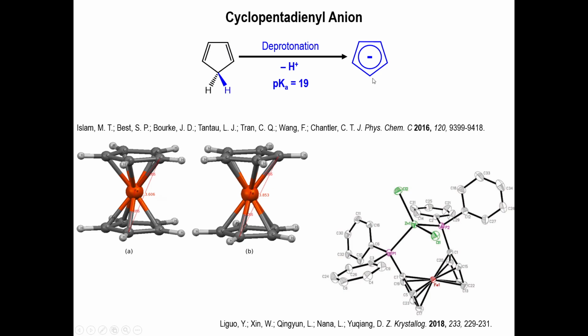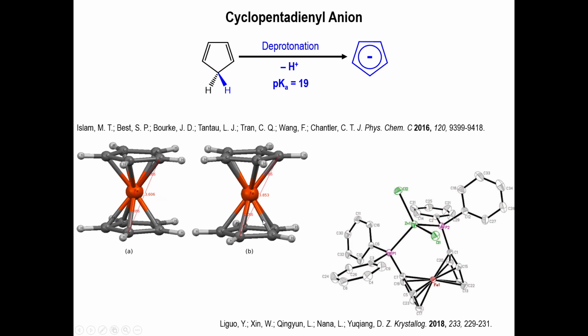This gets you to the cyclopentadienyl anion. And like the other examples, if you have an anionic charge, one way to stabilize it is to bind it to metals that have positive charge. The oldest example is probably ferrocene, shown right here. And this was theoretical work done by Chandler in 2016. But the molecules have been known for a long time, since the 1950s when they were first made.